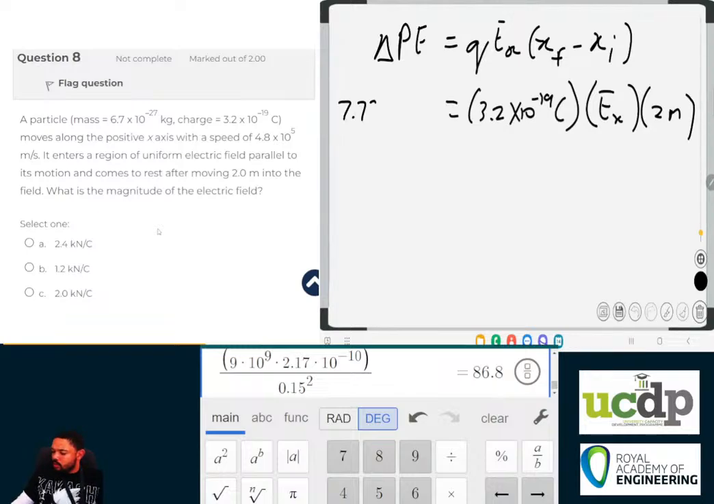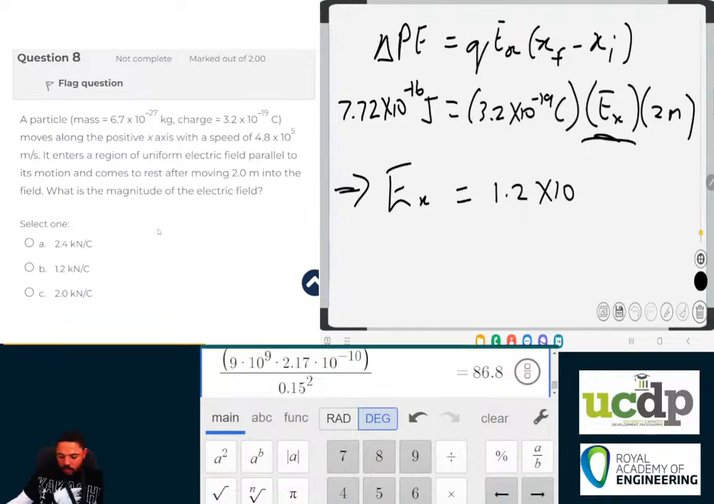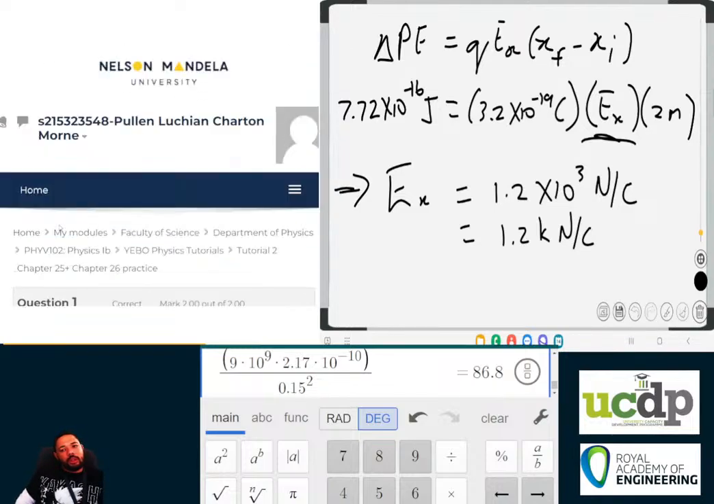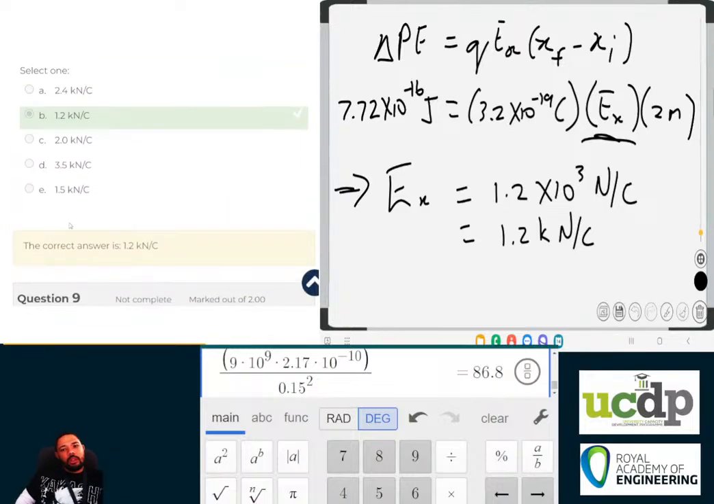7.72 times 10 to the negative 16 joules. That's the change in potential. Now if we were to solve for the electric field, we would find Ex, the electric field, is equal to 1.2 times 10 to the 3 newtons per coulomb. That's 1.2 kilonewtons per coulomb. Let's check the answer. And yes, it is indeed correct.